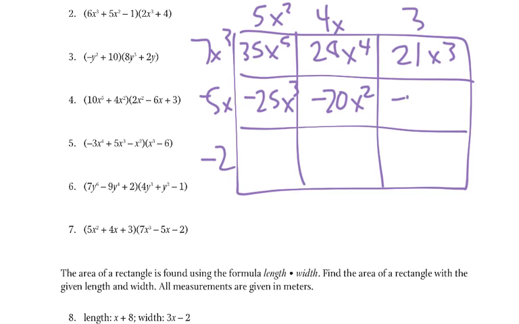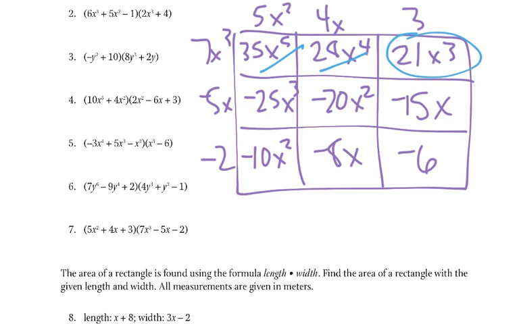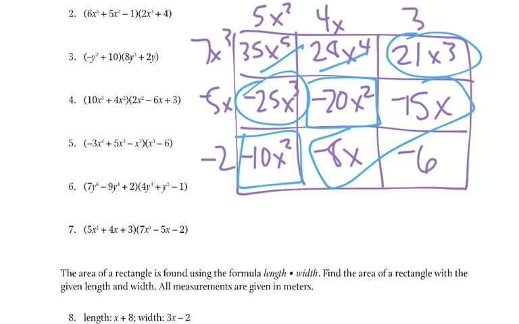3 and negative 5, negative 15x. Negative 2 and 5, negative 10x squared. 4x and negative 2, negative 8x, 3 and negative 2, negative 6. Now if we look at this one, we have 1 term to the 5th, 1 to the 4th, here's an x cubed, and here's an x cubed, here's an x squared, here's an x squared, here's an x and an x.